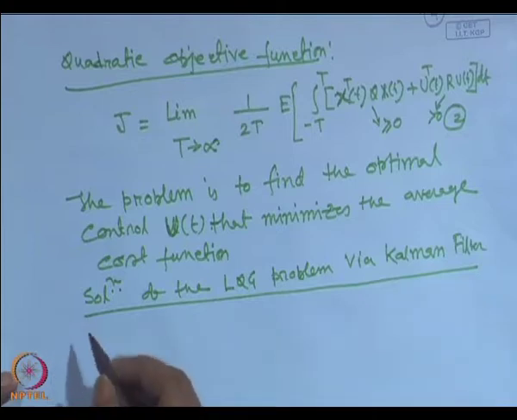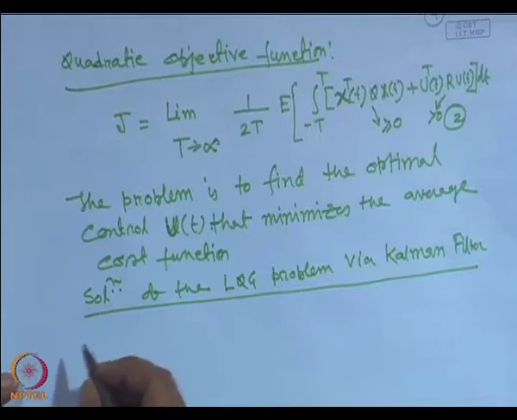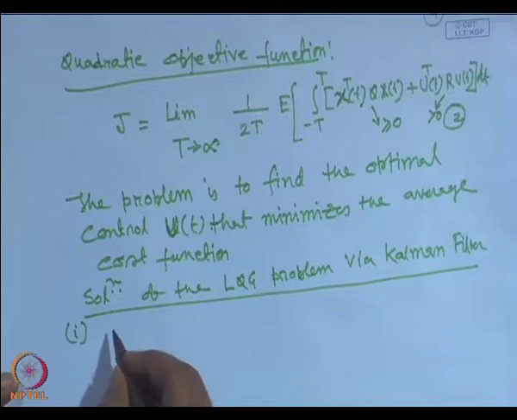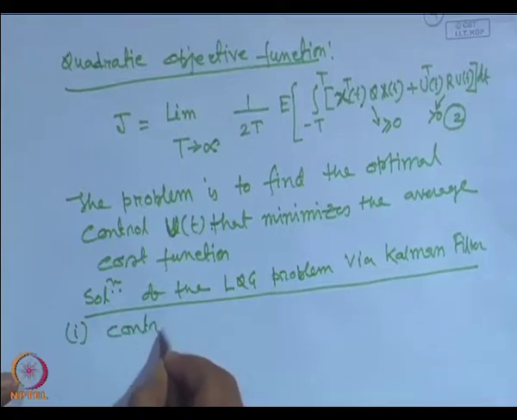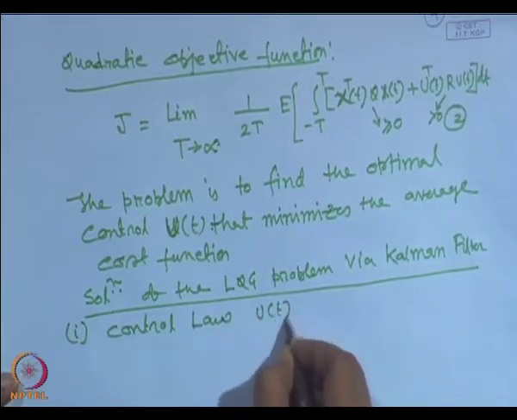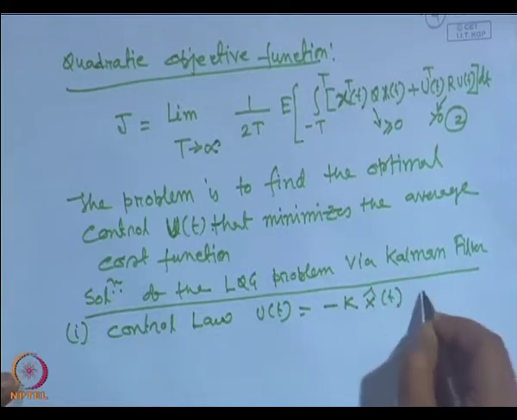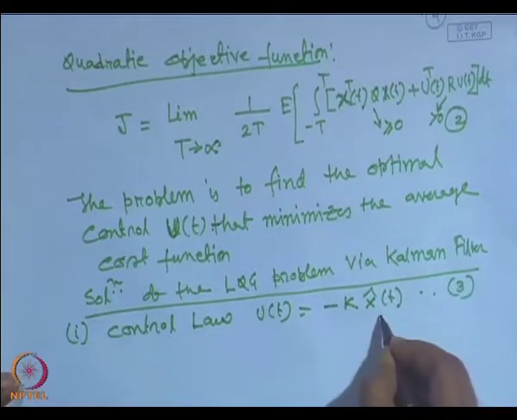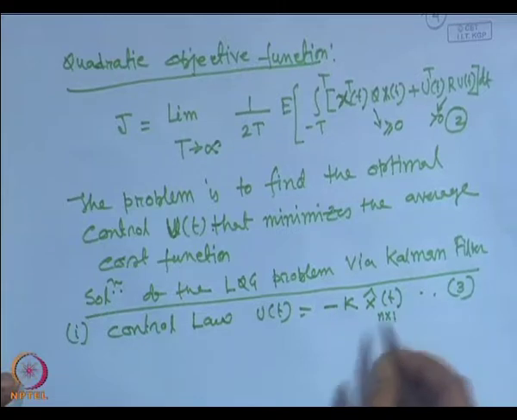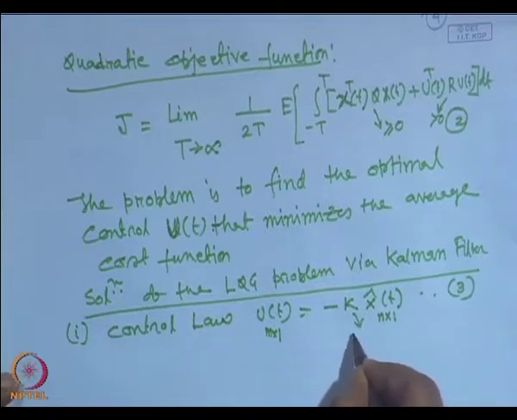I will just tell you briefly how to design a Kalman filter here. So, the first step is the control law. Our control law is u of t is equal to minus K x hat of t. Let us call this equation number 3. This x hat has dimension n cross 1, and u is m cross 1, so the dimension of K must be m cross n.